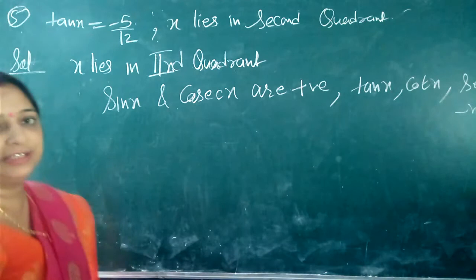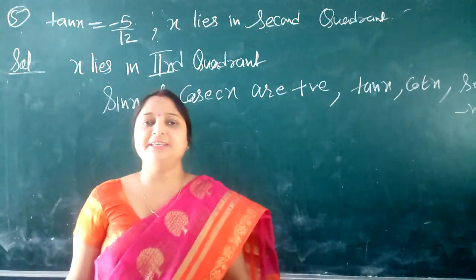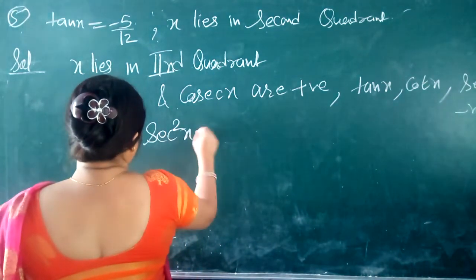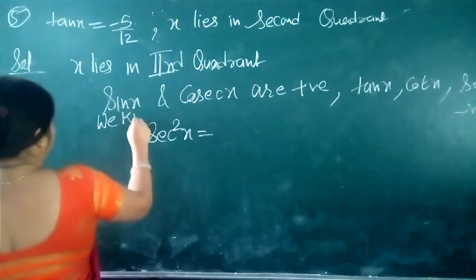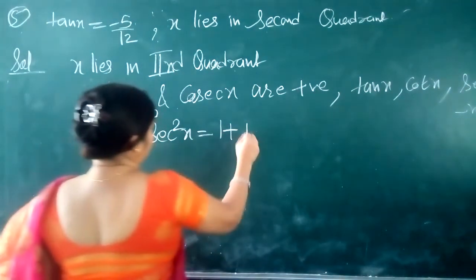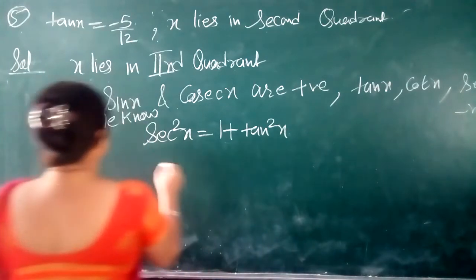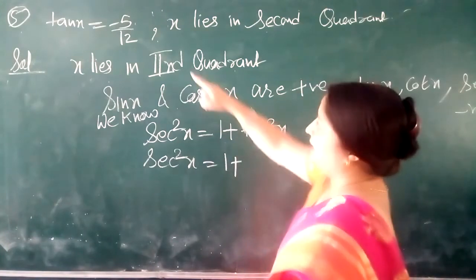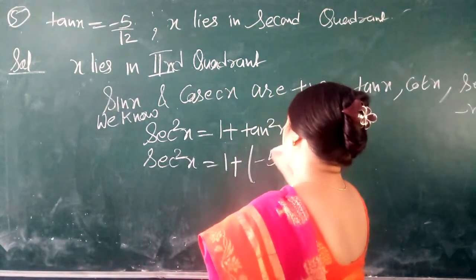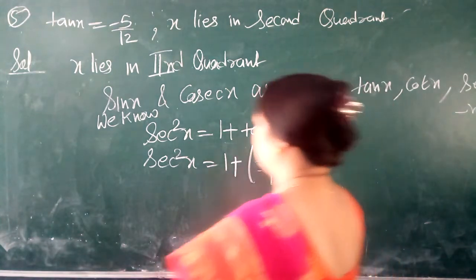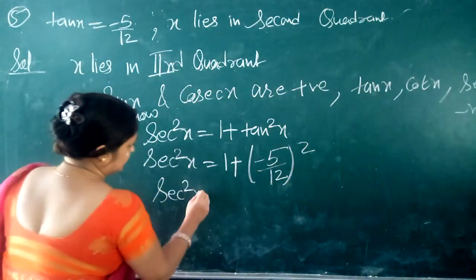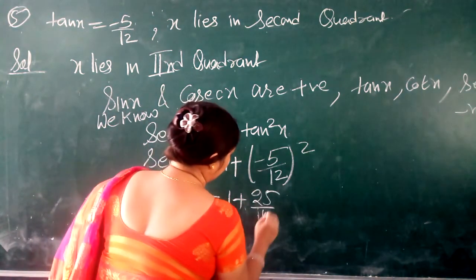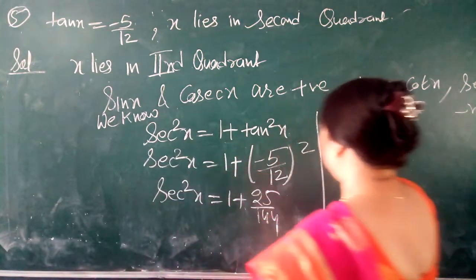How can we find out the other trigonometric functions? We know the identity sec square x equal to 1 plus tan square x. So put the value of tan x, which is minus 5 by 12, so we will put minus 5 by 12 whole square. Now sec square x is equal to 1 plus 25 upon 144.